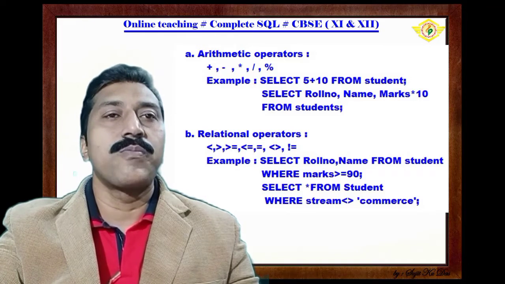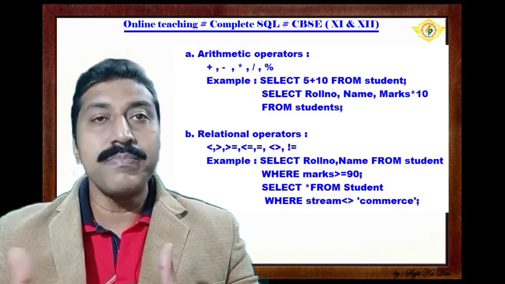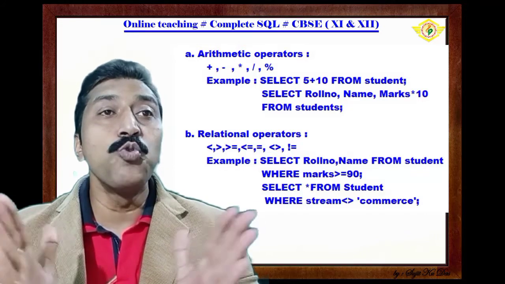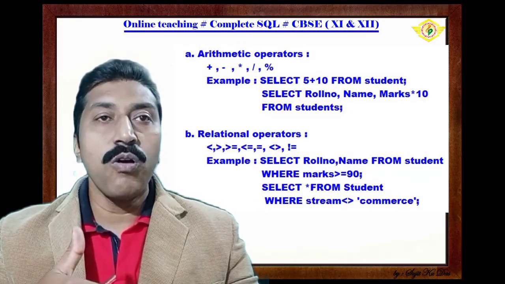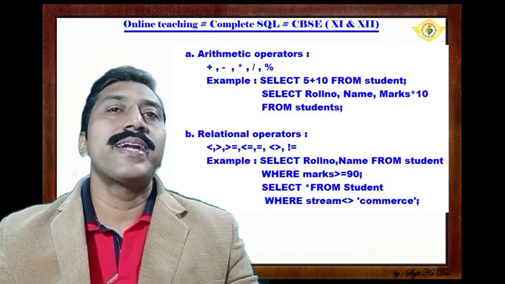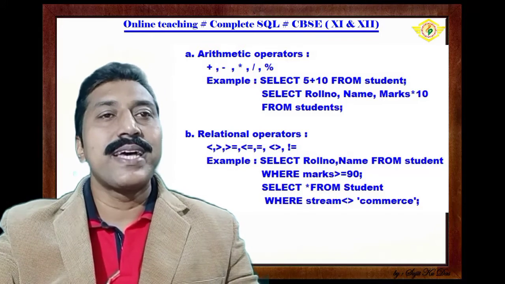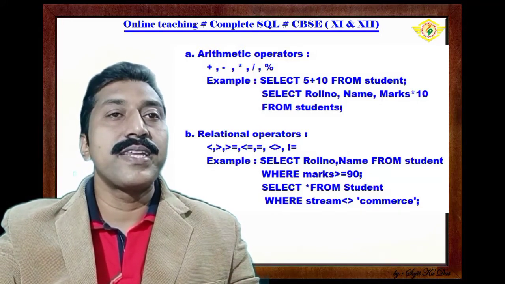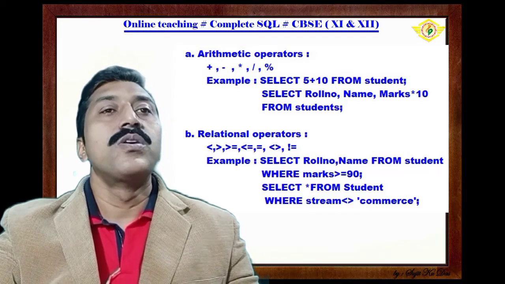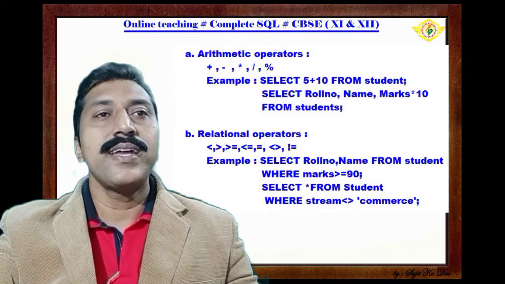Next, relational operators. Relational operators are mathematical symbols used to compare two values, and they are used to compare two values of the same compatible data types. Operators such as equal to, greater than, less than, greater than or equal to, less than or equal to, then not equal to. So these are some relational operators.